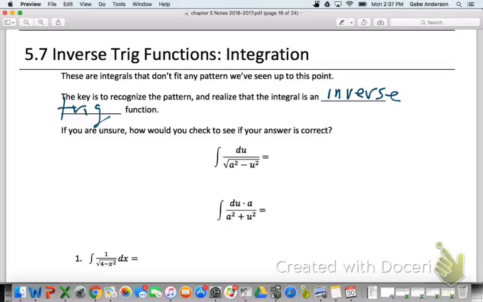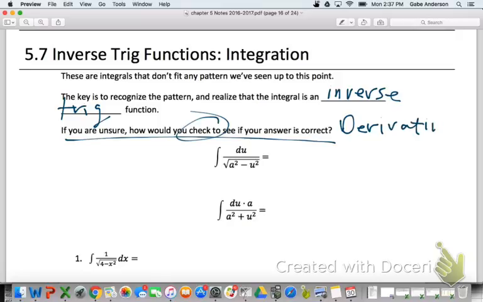So we're just going to be taking what we did in 5-6 and trying to figure out how that could get reversed, leading back towards arctangent or arcsine. The ones that we're going to focus on the most are going to be arcsine and arctangent. If you are unsure, how do you check these sorts of integrals? Yeah, differentiate. So I'll just put a derivative right here. If you find the derivative, you should be able to go back and check. All these things should work together in a nice circular flow.